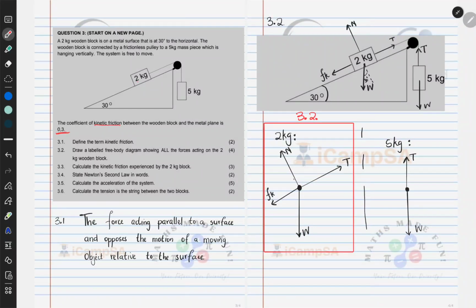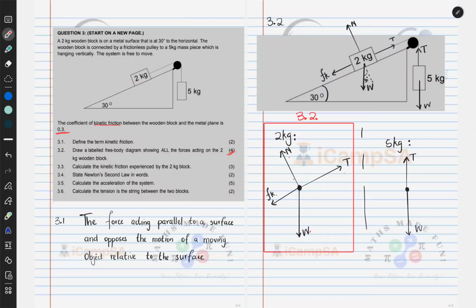Okay, so if you check the marks here, it's 4 marks. So that means your free body diagram has to have 4 forces. So 1, 2, 3, 4. We are fine. That means we would have gotten our full 4 marks.